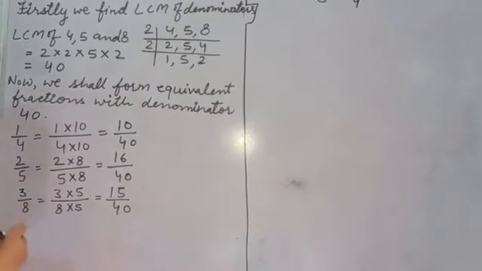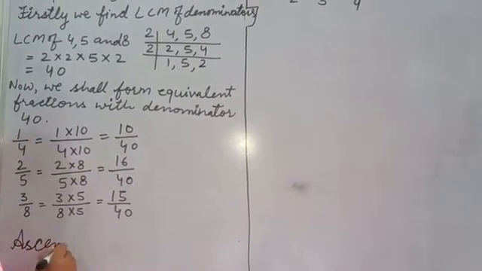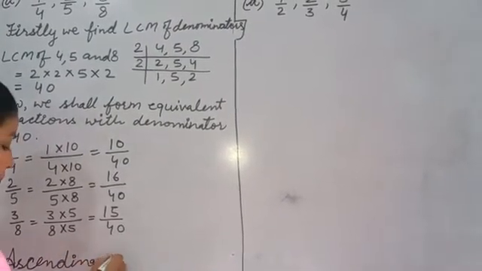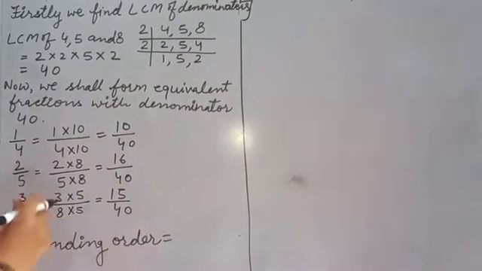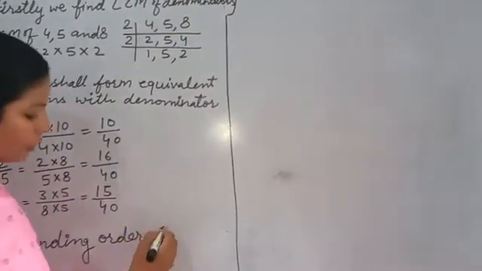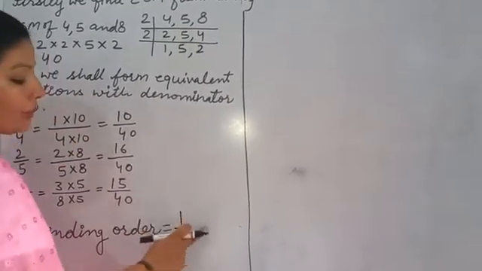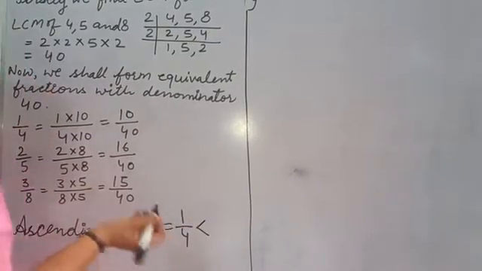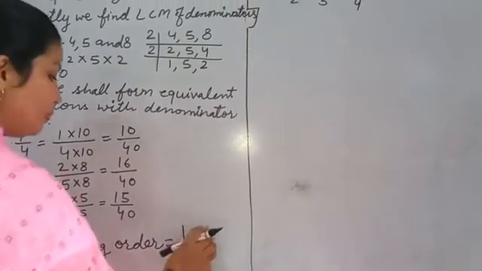So we write here ascending order. So which is the smallest one? First one 1 upon 4. So we write here 1 upon 4. Then after that you can compare by symbol also because this is the smallest one. So you can put here symbol. And if you don't want to put symbol, so you can take here comma also.